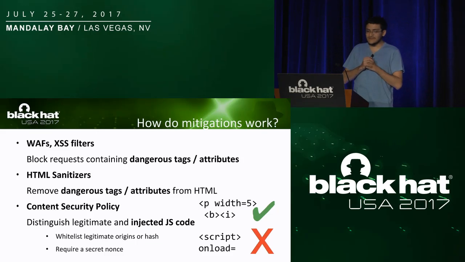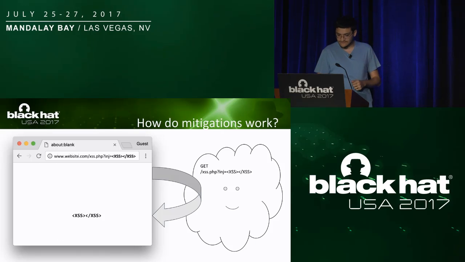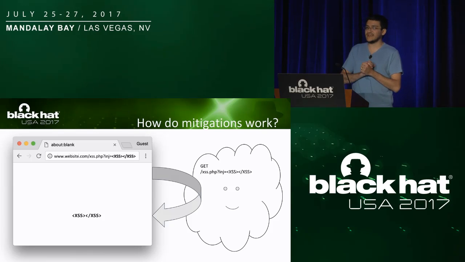All these mitigations work very similarly. They all look at dangerous tags or attributes: WAFs and XSS filters block the request, HTML sanitizers clean them up from HTML, and CSP, before they get executed, looks at whether it's something that is trusted in some way, like whether they have a hash that is trusted or come from a legitimate place, or they have a secret nonce, or they were injected dynamically correctly, etc. And so this is an example, just to give you a brief introduction about how they are different and how they are the same.